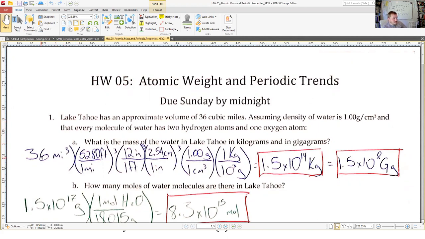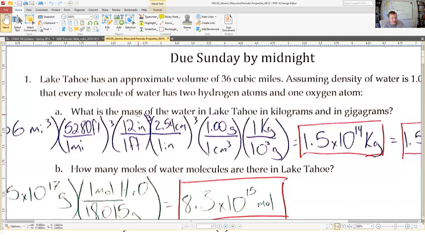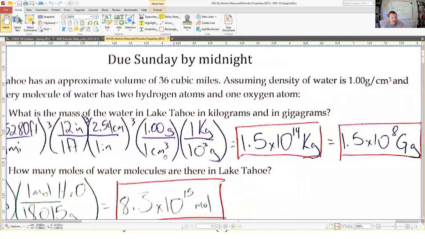All right, so in this case, if you start with 36 cubic miles, all of these are exact conversions. You can convert cubic miles to cubic feet by using our miles to feet conversion 3 times. Then you can go from cubic feet to cubic inches by doing that 3 times like we've done before. You can go from cubic inches to cubic centimeters. And then you can use the density of water that was given to go from cubic centimeters to grams. And once we're in grams, we can say, okay, 1,000 grams is a kilogram and get our number in kilograms. If we wanted to get our number in gigagrams, we would just be using a different conversion here.